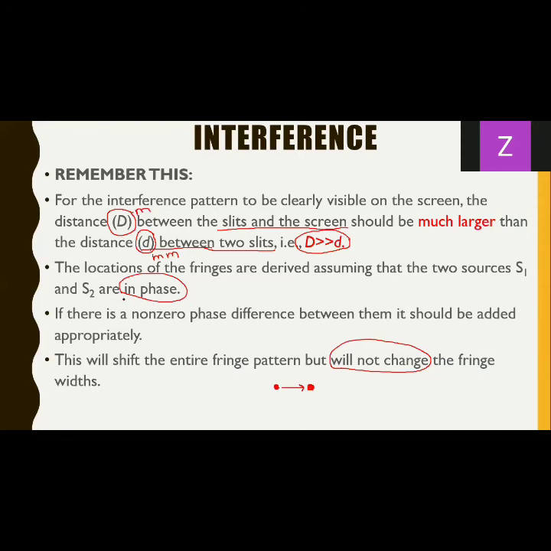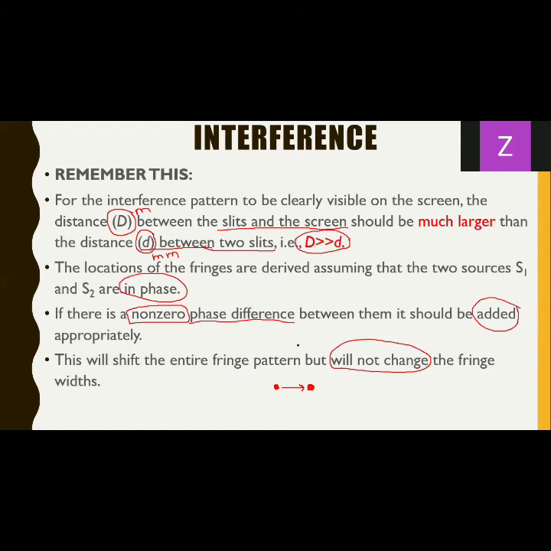ठीक है. Once again, third and fourth point. If these S1 and S2 are not in phase, means there is some phase difference which is non-zero. It can be anything. So that phase difference needs to be adjusted. Now, how can it be adjusted? By adding it. How to add it? Again, we don't worry about that. Either you add it to S1 or S2.